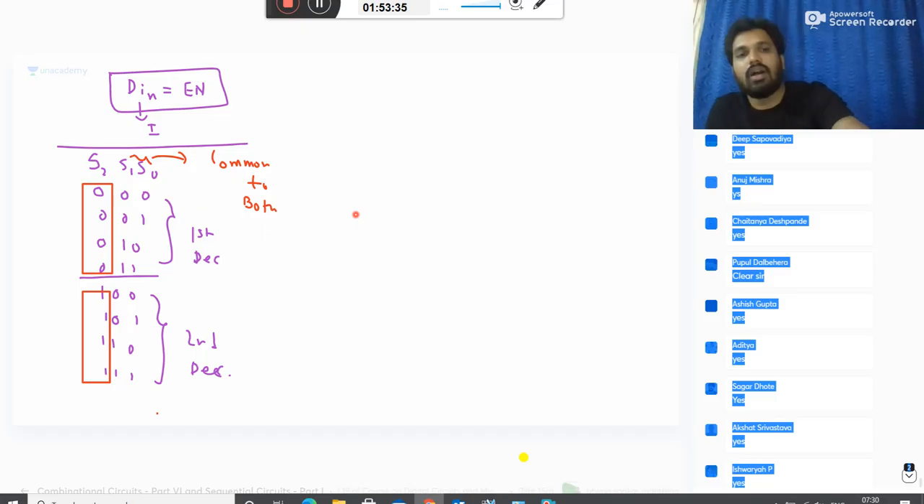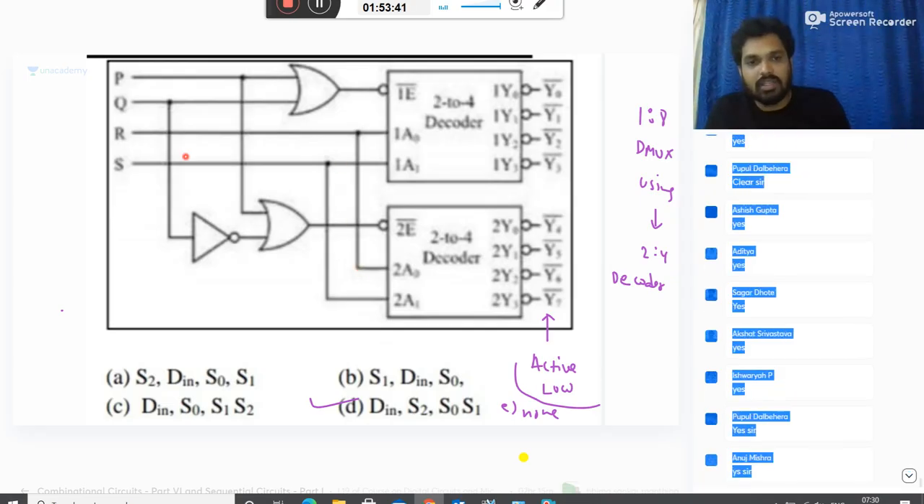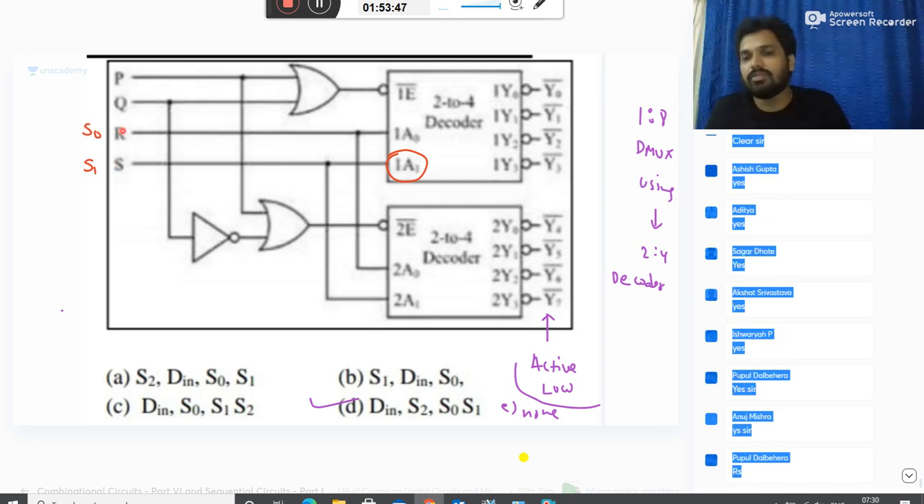Yes or no? Are they common or not? S1, S0 is the same. So first tell me which two inputs are common. These two. Here one is here. So it is S1. It should be S0. Half of your job is done, man.